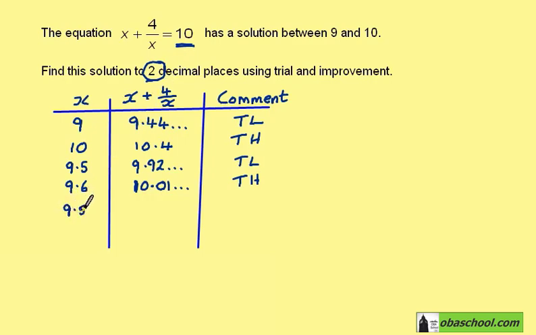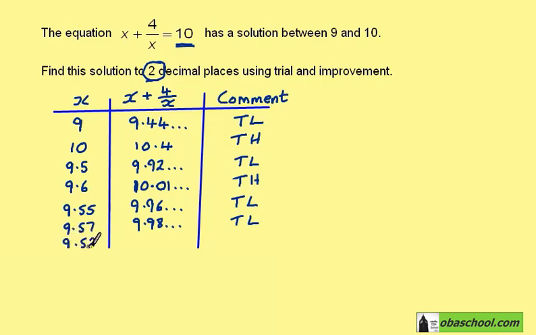Let's try 9.55. 9.55 plus 4 divided by 9.55 gives us 9.96 and so on, which is too low. So try 9.57. 9.57 plus 4 divided by 9.57 is 9.98 and so on, still below 10.